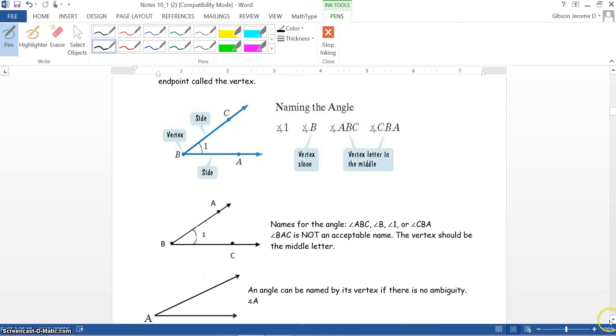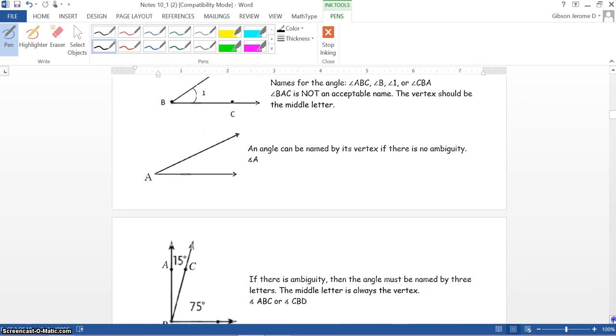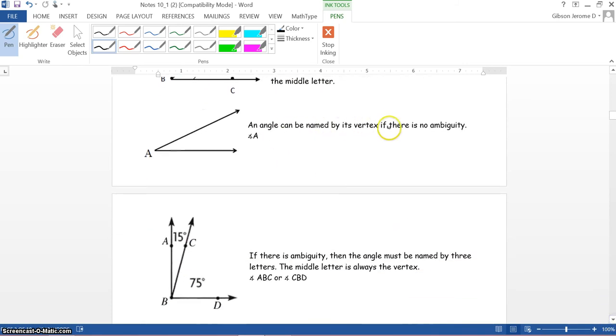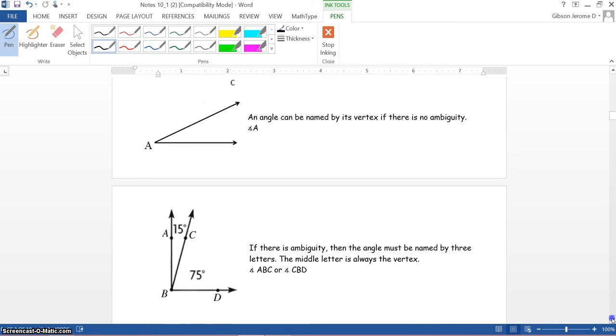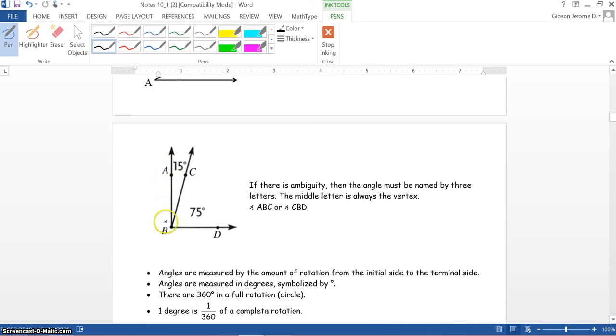Now, we come down here to this next angle. An angle can be named by its vertex if there is no ambiguity. Now this is the vertex here. There's no ambiguity because this is the only letter here. It's not split or anything for this angle. But we look down here. Now this is ambiguity because we have this angle split.